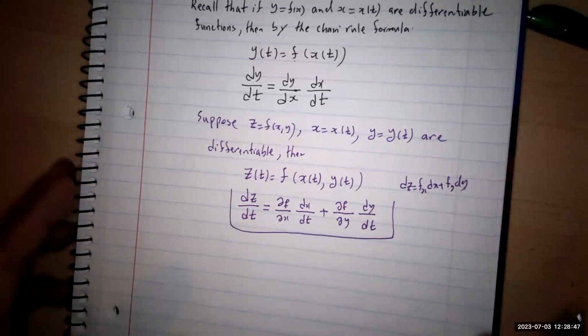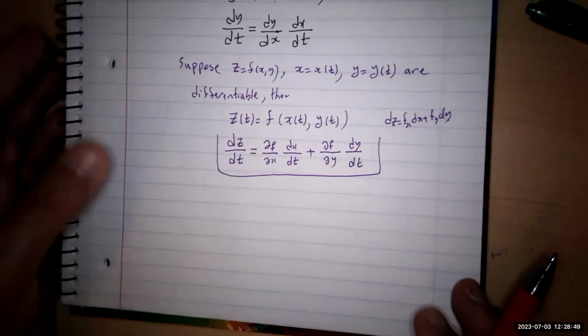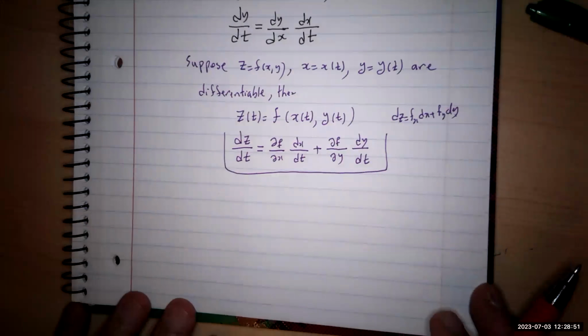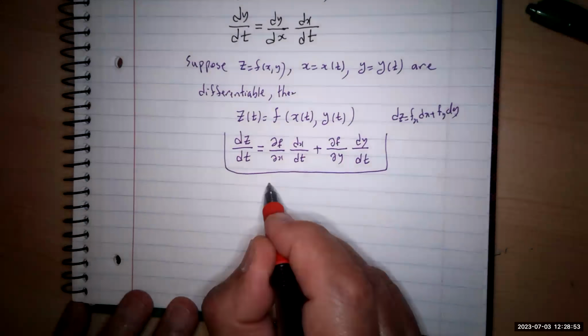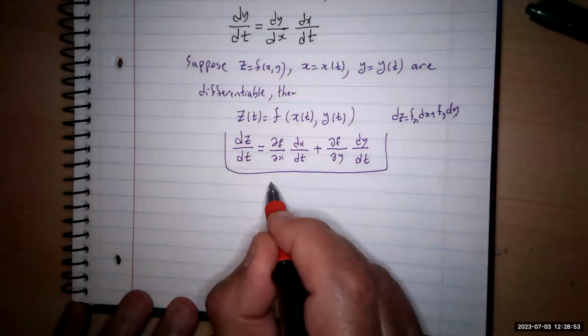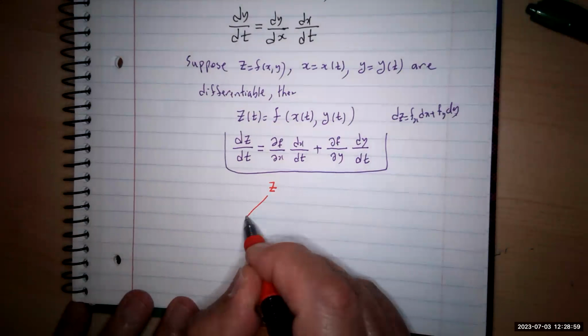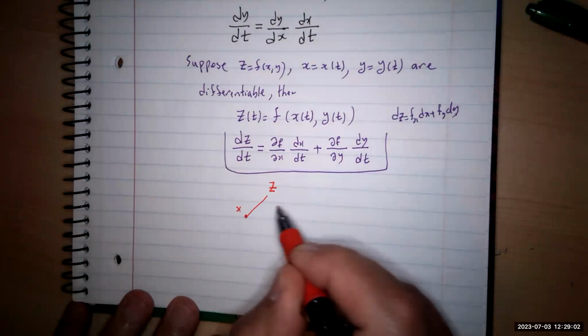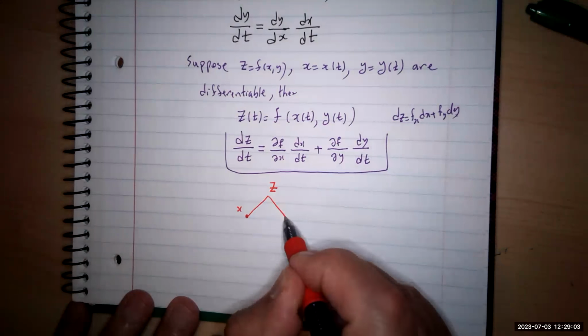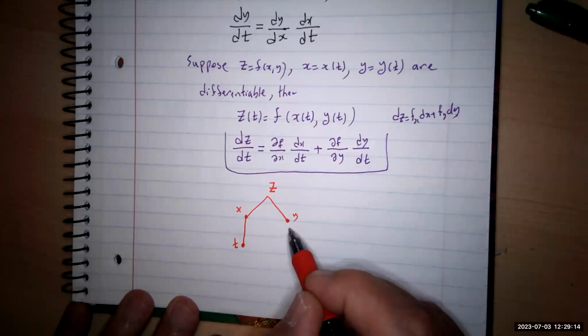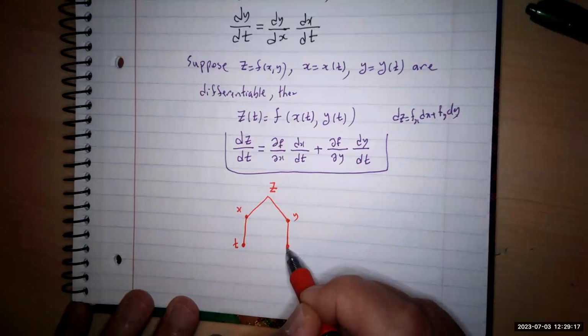In your book they give a kind of diagram. You don't need it really, but I'll explain it in case you see it. This is the way to do it. This is z, a function of two variables, a function of x, and this is a function of y. But f is also a function of t. X is a function of t, and y is also a function of t.